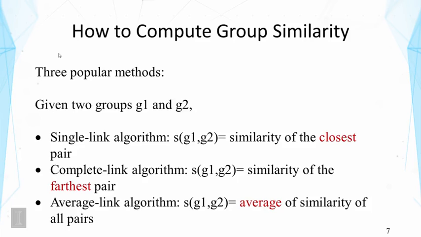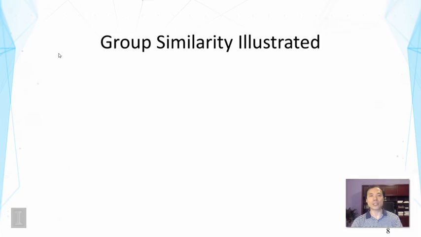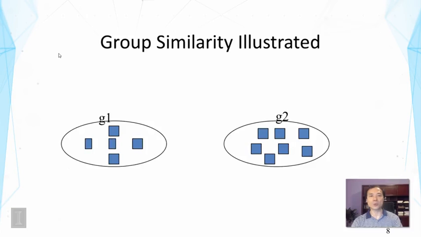Average link defines the similarity as the average of similarity of all the pairs of the 2 groups. So it's much easier to understand these methods by illustrating them. So here are 2 groups, G1 and G2, with some objects in each group. And we know how to compute the similarity between 2 objects. But the question now is, how can we compute the similarity between the 2 groups? Right? And then we can, in general, base this on the similarities of the objects in the 2 groups.